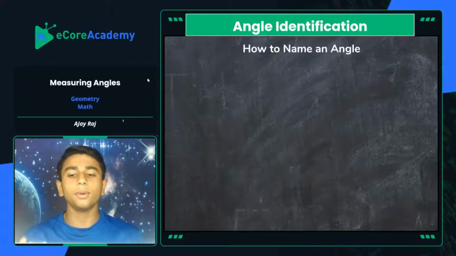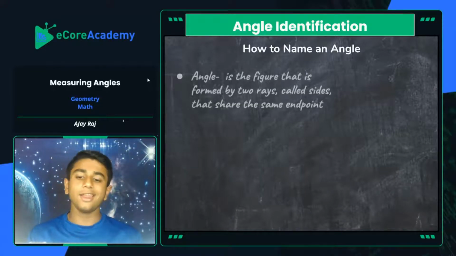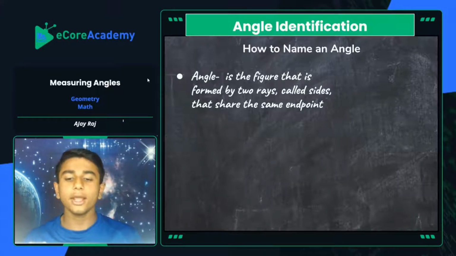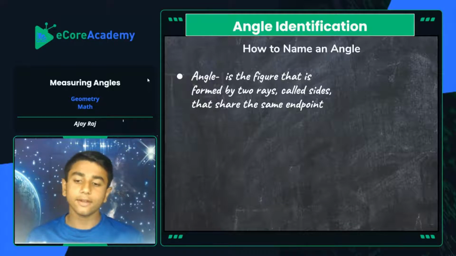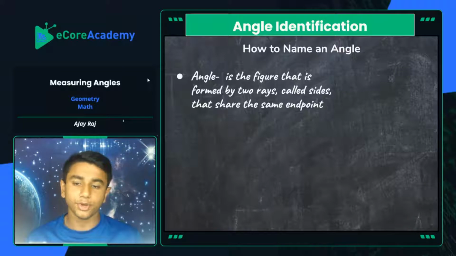But if you don't know what an angle is, just starting off before we actually identify it, an angle is the figure that is formed by two rays called sides that share the same endpoint. So an angle is technically a figure, and that figure can be described through a certain relationship and through a certain calculation, and it can be calculated through degrees, which I will also get into later. It's a customary unit of measure for angles.